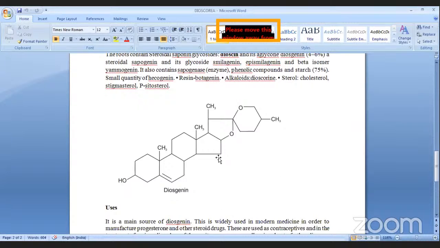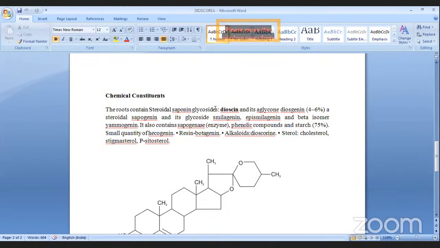This is the structure of the diosgenin. This is the glycone part, and the main glycoside is the dioscin.